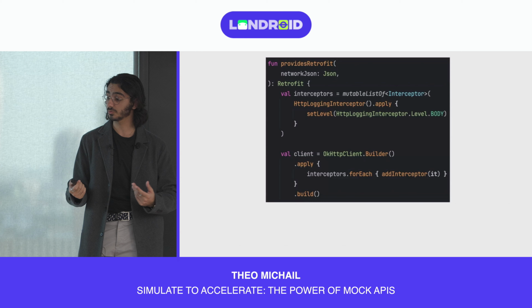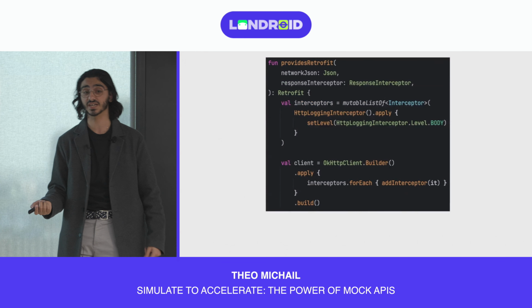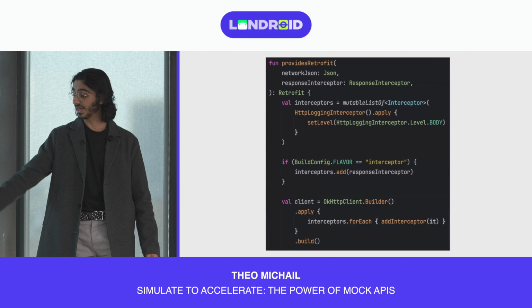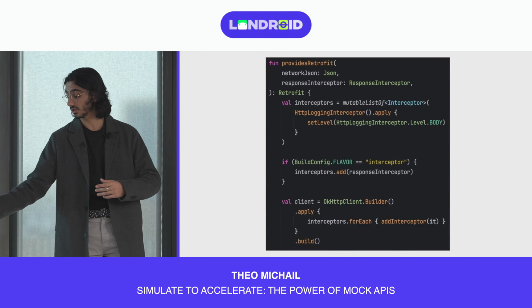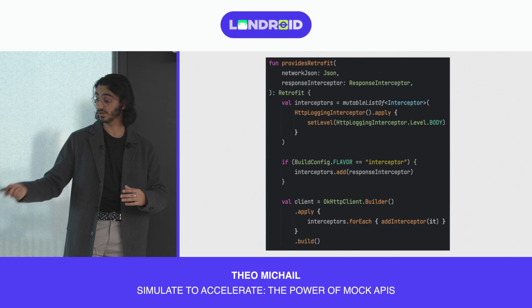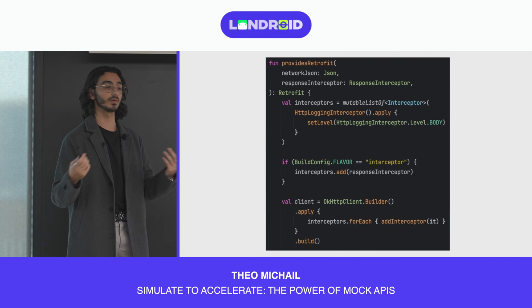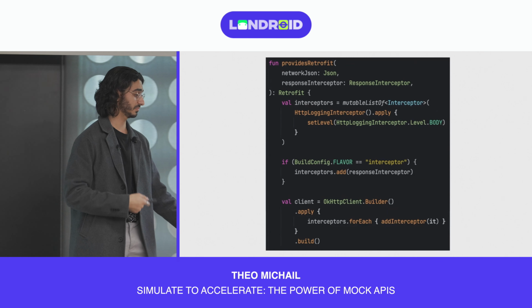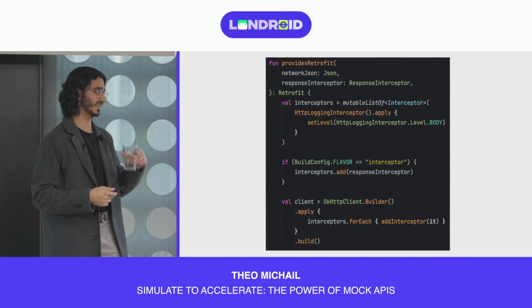And then coming back to our Retrofit configuration, we can inject that interceptor. And then if we come to check our build flavor and it's our interceptor flavor, then we're going to add that interceptor into our client. Otherwise, it just gets skipped.